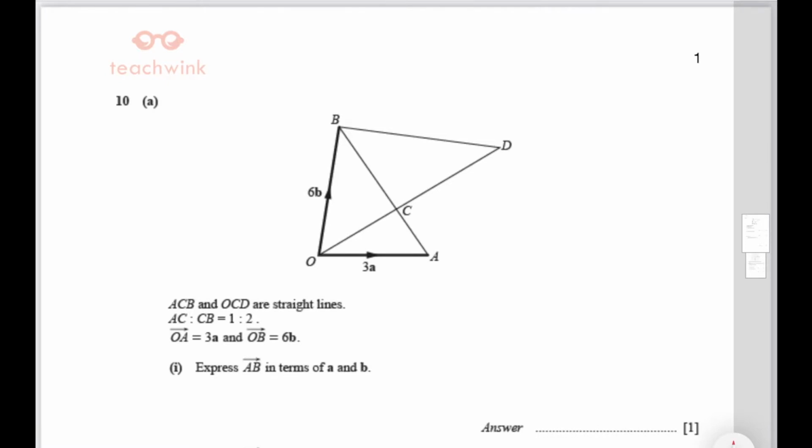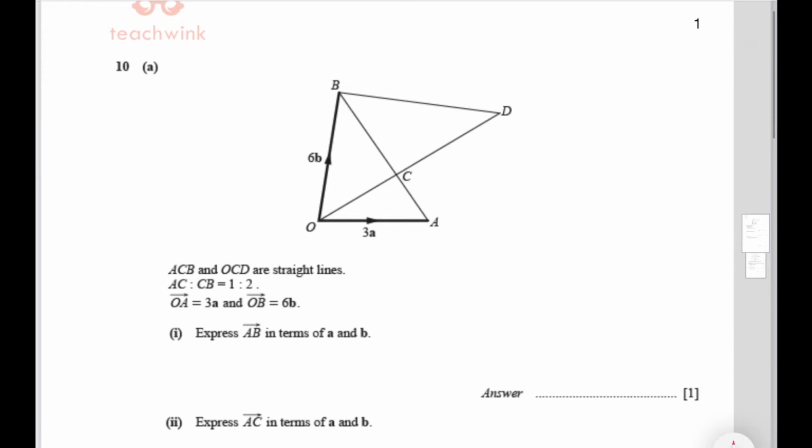The question reads ACB and OCD are straight lines. AC is to CB is in the ratio 1:2. The vector OA is equal to 3a and the vector OB is equal to 6b. Part 1 says express AB in terms of a and b.